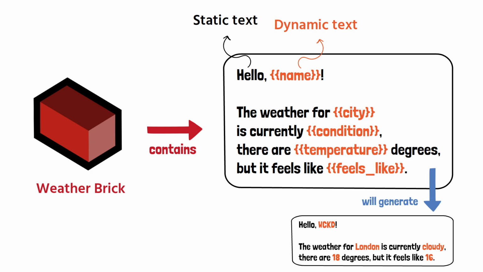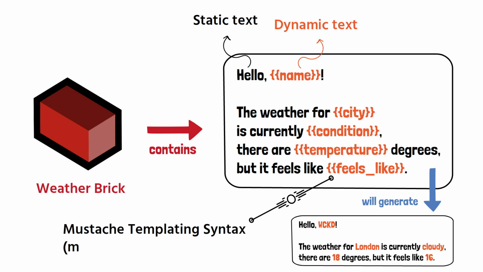These fields are surrounded by what seems like a moustache, right? And that's because under the hood, Mason uses the moustache templating syntax in order to manage these dynamically interpolated fields. You can read more about how moustache works by checking out the link in the description. However, you'll learn mostly everything you need to know from this tutorial.